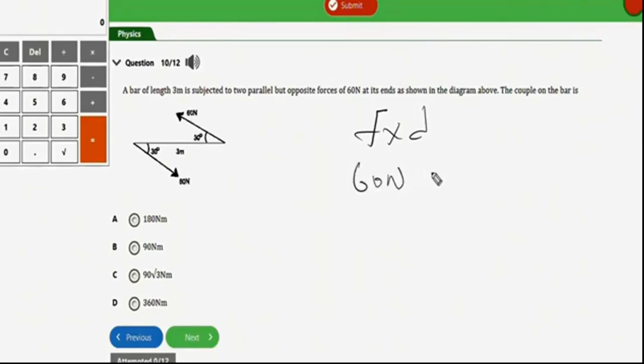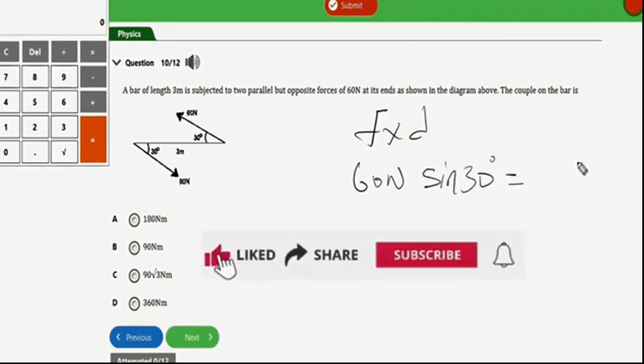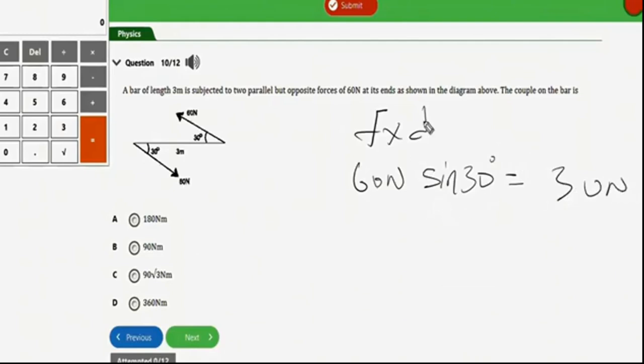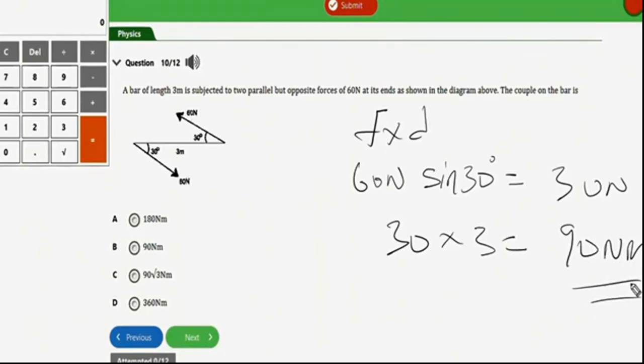So we have sine 30 degrees. When you punch this on the scientific calculator, this is going to give you 30 Newton. At this juncture, you will now do 30 times the distance there, which is 3. So 30 times 3 giving 90 Newton meter. That will be the answer to this question. Alright, so it's as simple as this. The correct option is option B. Let's wipe this now and solve the next repeated question.